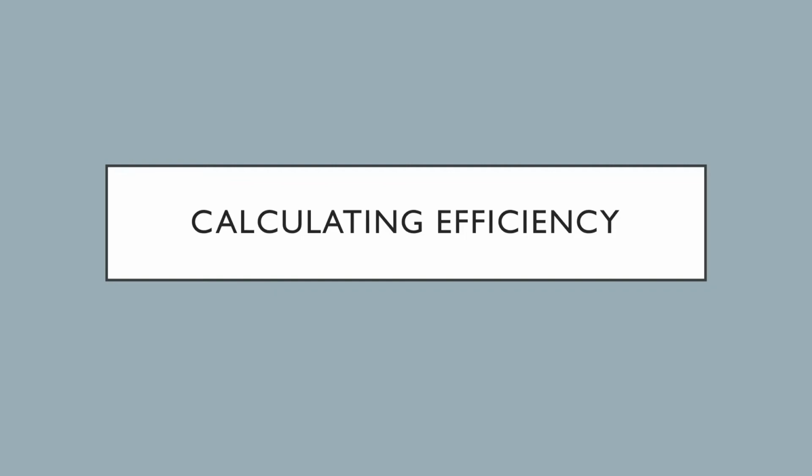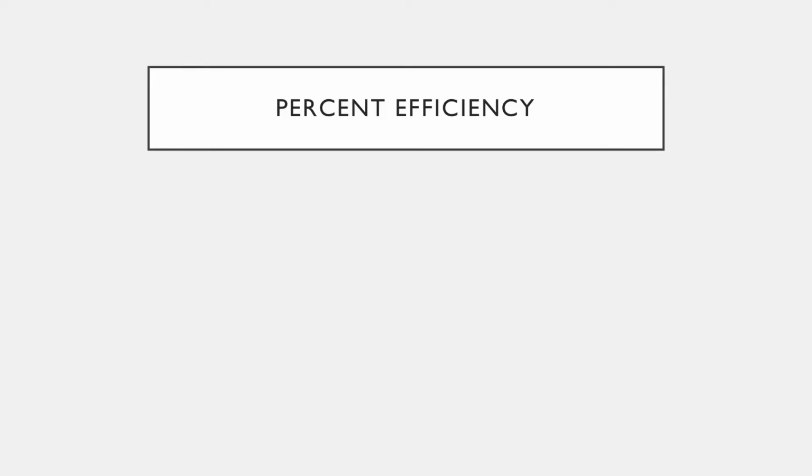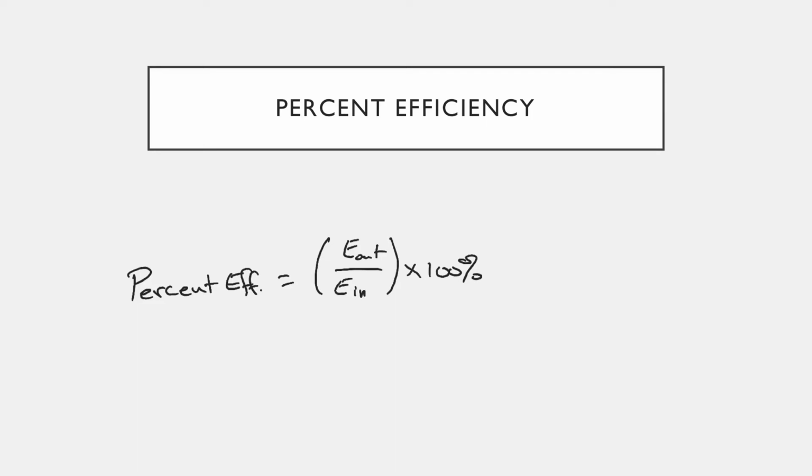Let's take a look at some of the math behind how we calculate the efficiency of an appliance. To start off, we need to know that the equation for calculating the percent efficiency is just like how you would find the percent on a test or something. So we say that the percent efficiency is equal to the amount of energy that is outputted divided by the amount of energy that is inputted times 100%. Now the key here for energy that is outputted, this has to be useful energy.